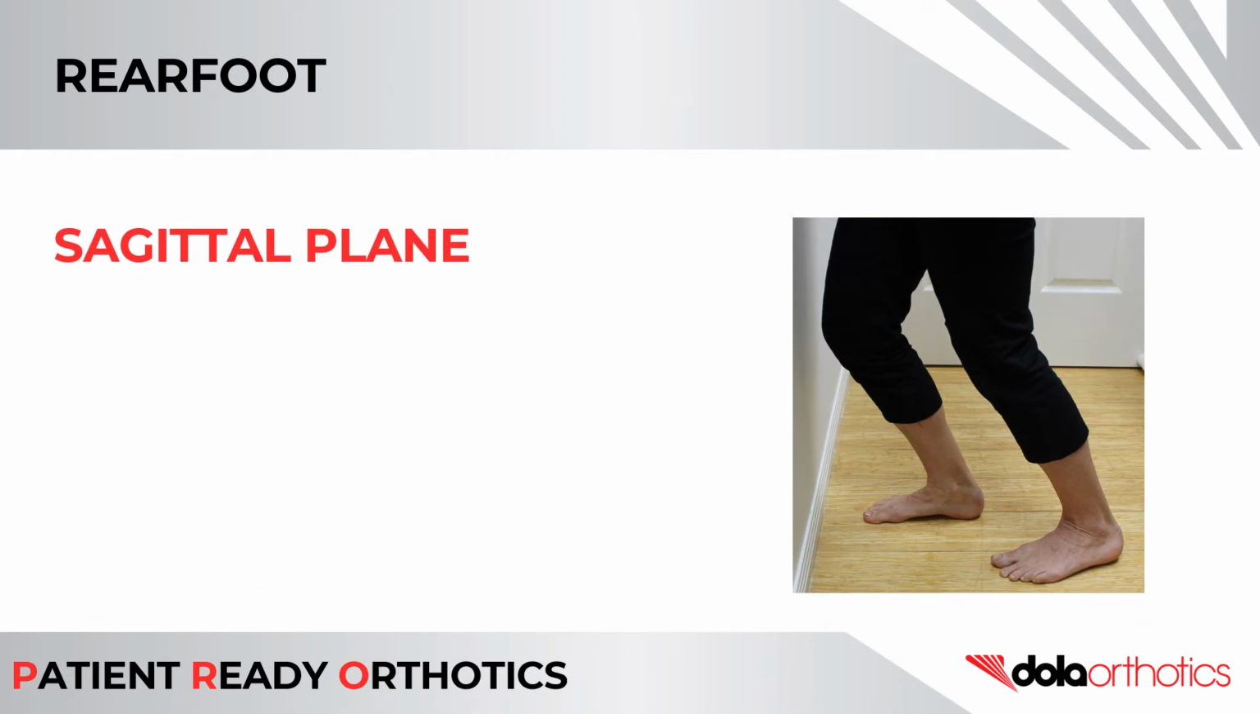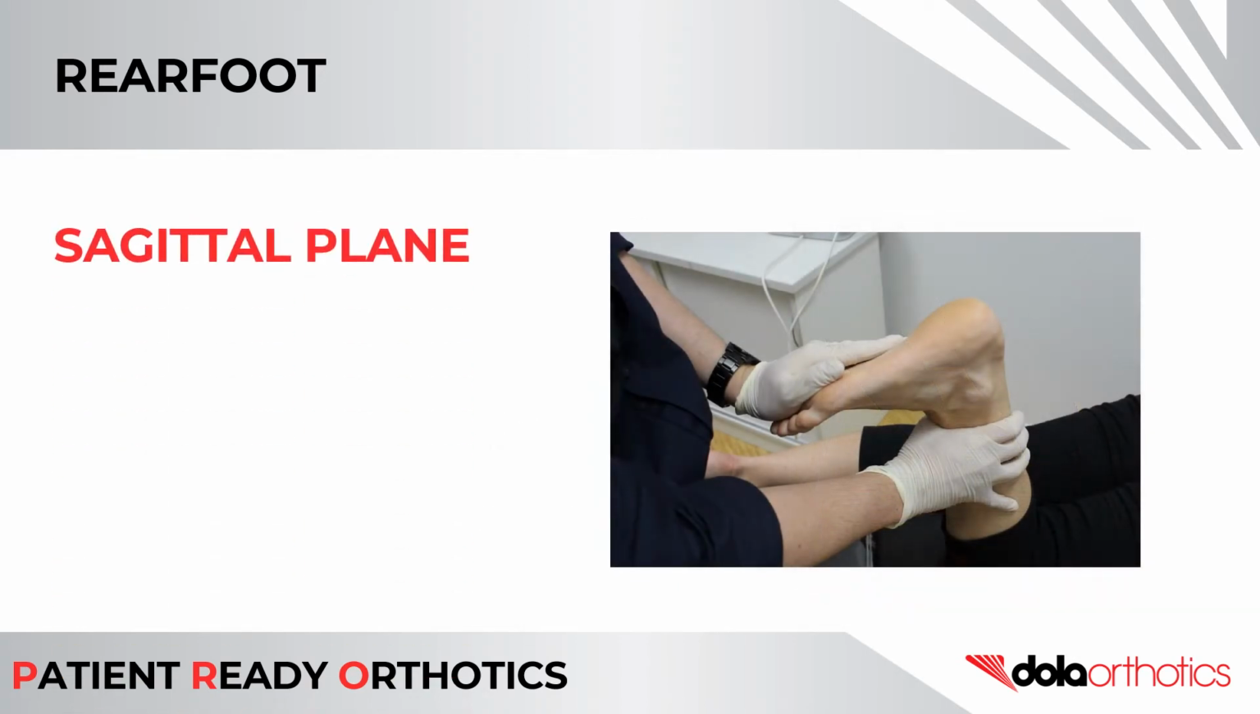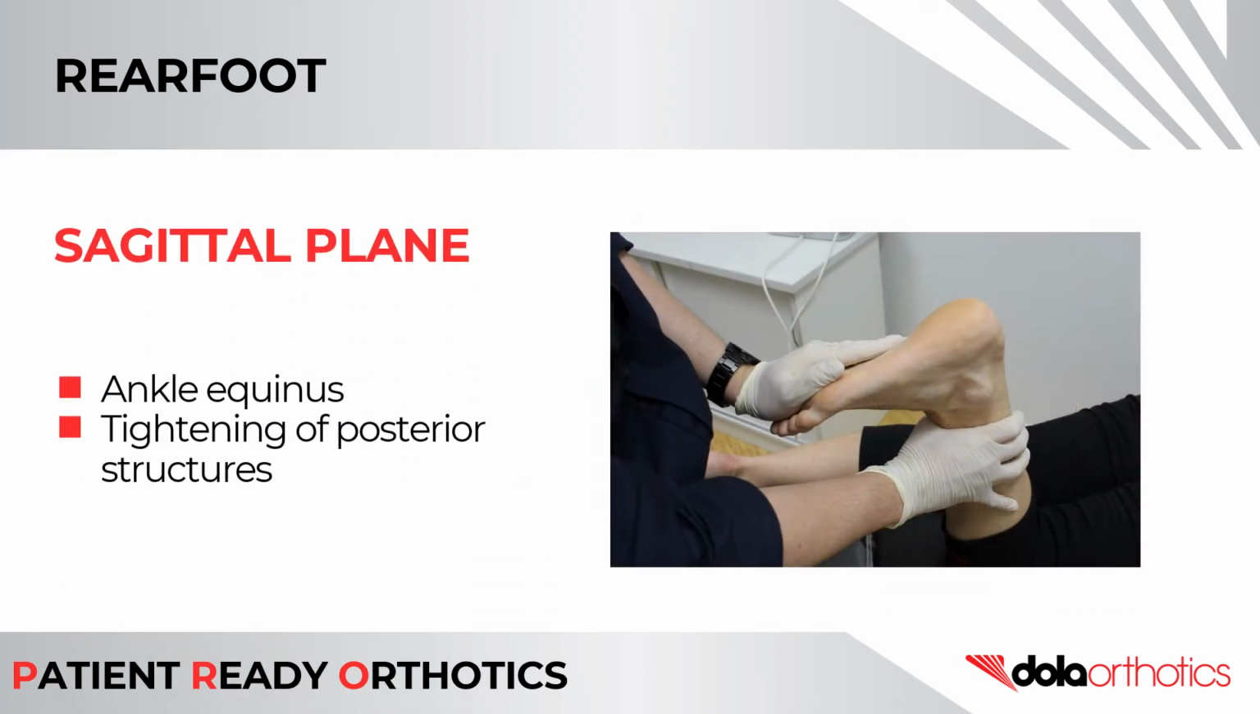The foot may present with a primary ankle equinus, with proximal and distal compensations at the knee, hip, subtalar joint, and midtarsal joint. On assessment, there is a reduced non-weight-bearing ankle range of motion and reduced weight-bearing ankle function. A sagittal plane block of the ankle, or an ankle equinus, is a decreased ankle range of motion due to tightening of the posterior structures, including the Gastroc or Soleus.